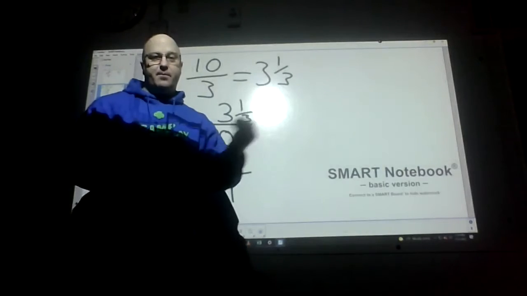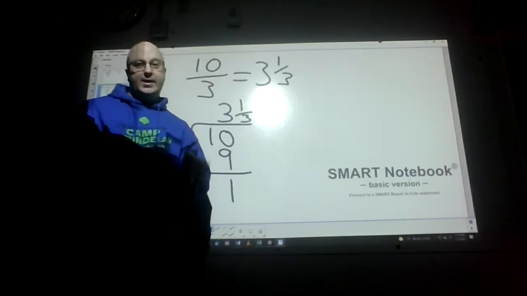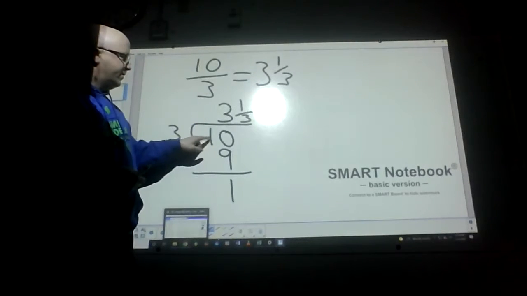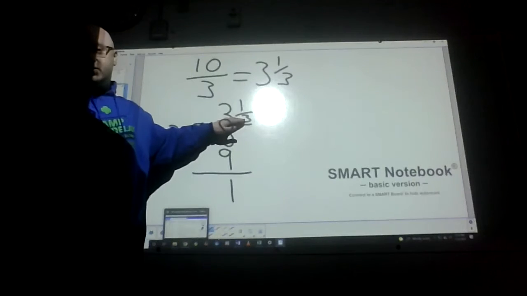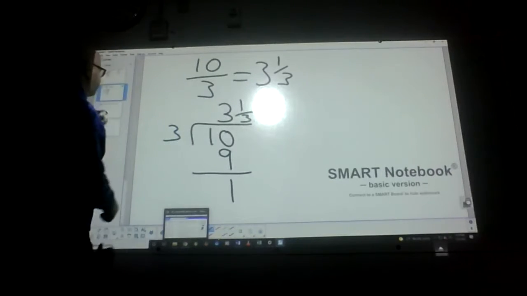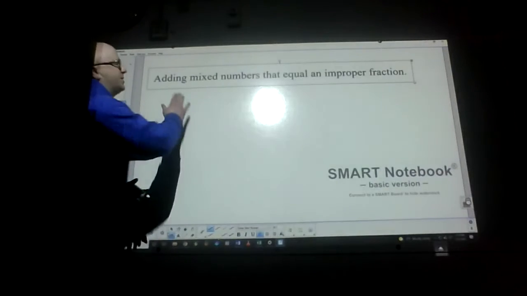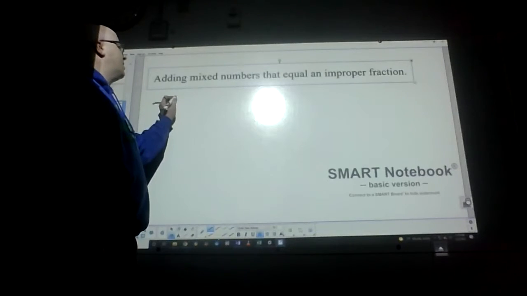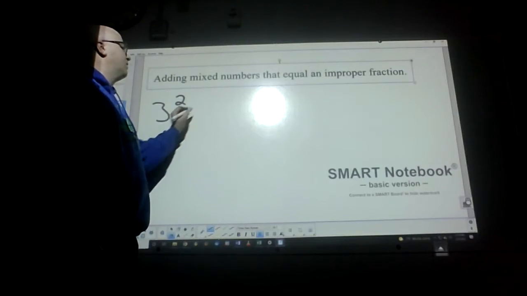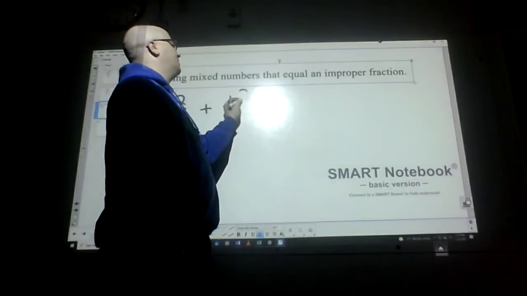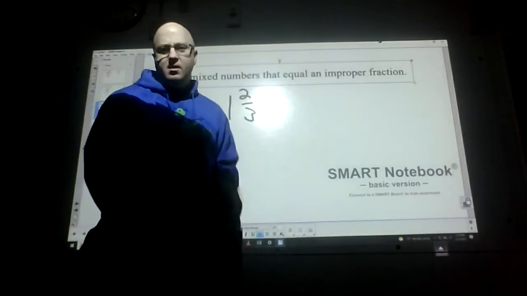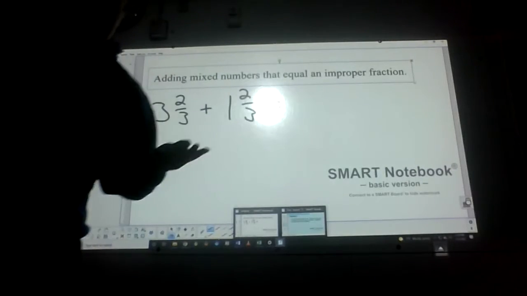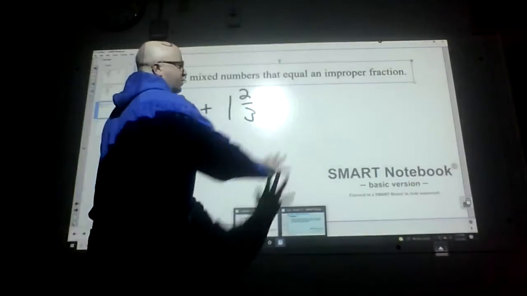So again, to change an improper fraction to a mixed number, treat it just like a division problem. Take the numerator, divide by the denominator, write your answer as a mixed number like we've been practicing. Now let's say we get in a situation where it says adding mixed numbers that equal an improper fraction. So let's say we have the problem 3 2/3 plus 1 2/3. So it might be hard to see with that glare. I'm sorry up there. So we have 3 2/3 plus 1 2/3.